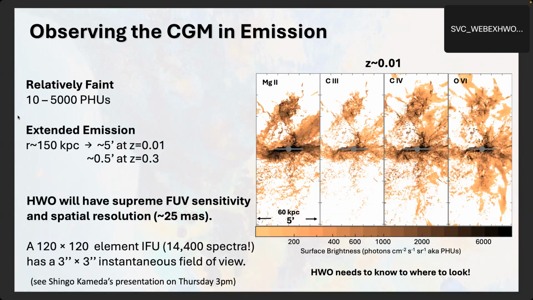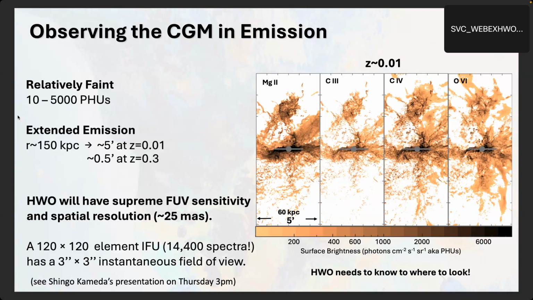So just to survey the challenge before us, the CGM is predicted to be quite extended, reaching 100 kiloparsecs. It's relatively faint. So even though HWO will have supreme resolution and pretty high aperture and high sensitivity, an IFU that produces 14,400 spectra simultaneously will still only cover a region of about 3 by 3 arcseconds if you're really maximizing spatial resolution.